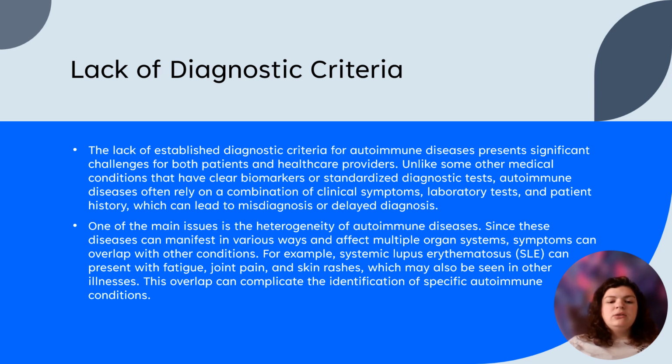One of the main issues is the heterogeneity of autoimmune diseases. Since these diseases can manifest in various ways and affect multiple organ systems, symptoms can overlap with other conditions. For example, systemic lupus erythematosus can present with fatigue, joint pain, and skin rashes, which may also be seen in other illnesses. This overlap can complicate the identification of specific autoimmune conditions.